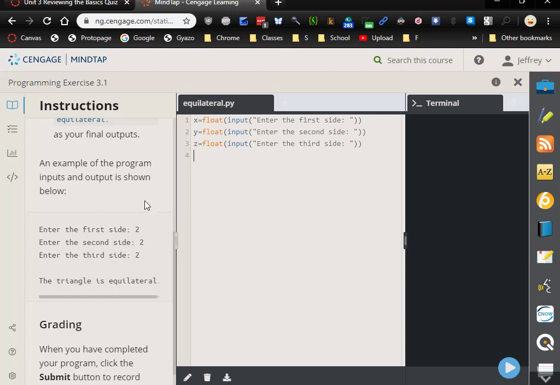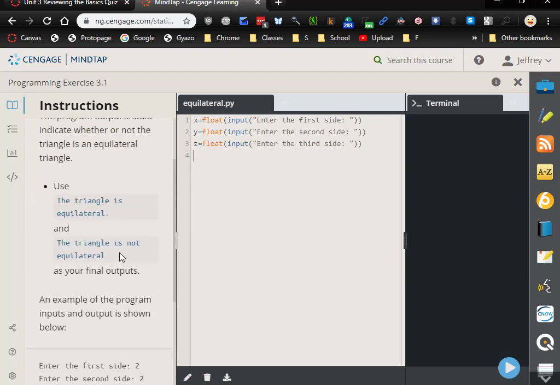So what is the criteria for it being an equilateral triangle? Well, that's just one where all three sides are the same, right? All three sides are the same. That shouldn't be a hard if statement to write. It's going to say something like if x == y and y == z, print this message, else print that message. So if x == y and y == z.